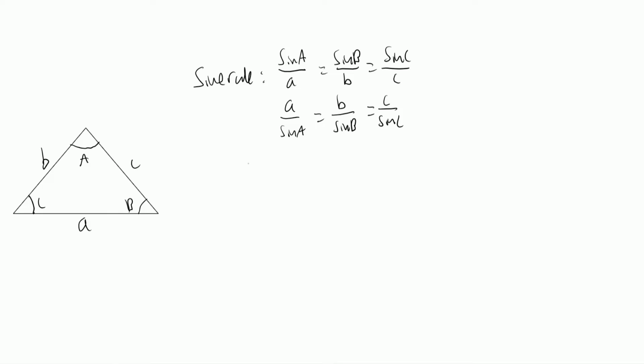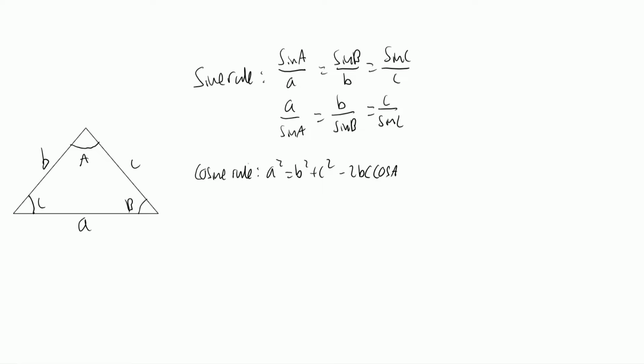So the question is now, what if you get given 3 sides and want an angle, or 2 sides and an angle and you want a third side? Well, that means you want to use the cosine rule. The cosine rule states that a squared is equal to b squared plus c squared minus 2bc cos A.